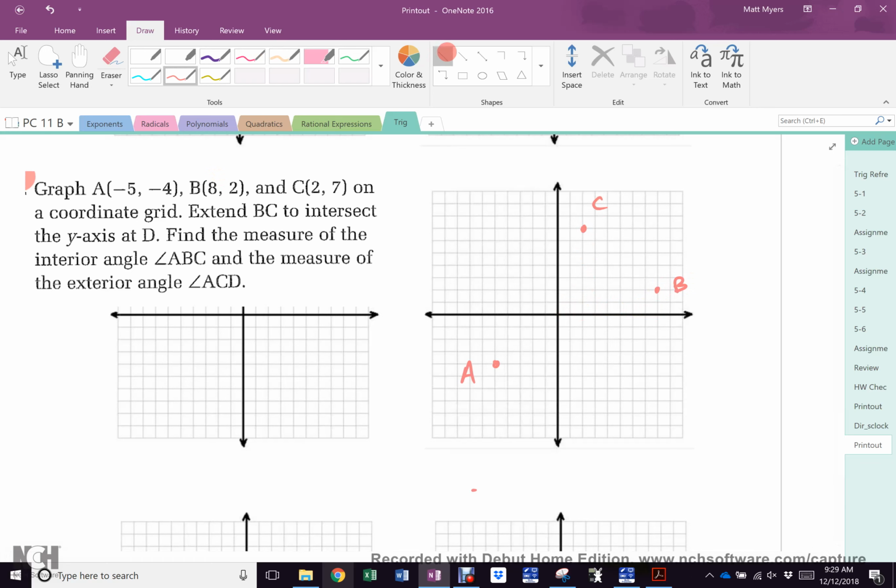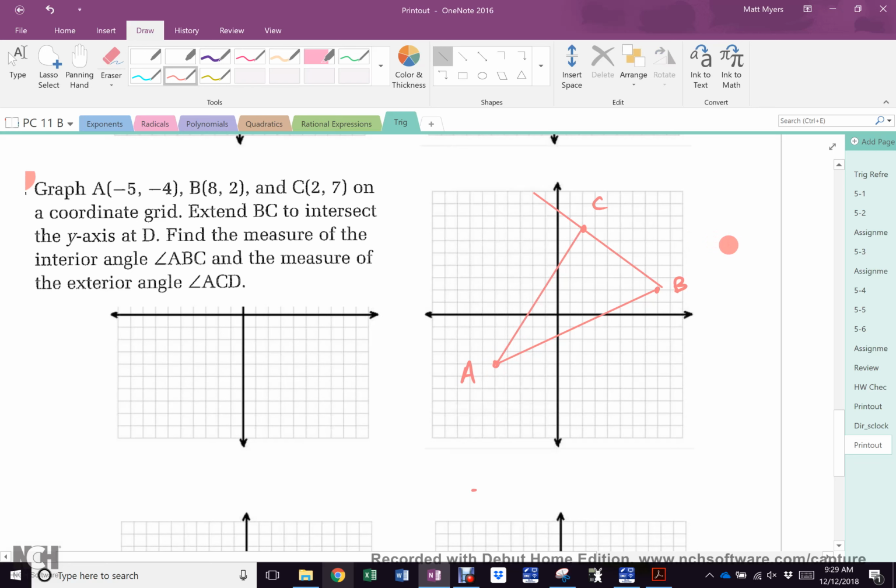So first I need to make this triangle. Sim sim salabim. And then that needs to extend to intersect the y-axis at D. And then, no more and then. Sweet. Okay.